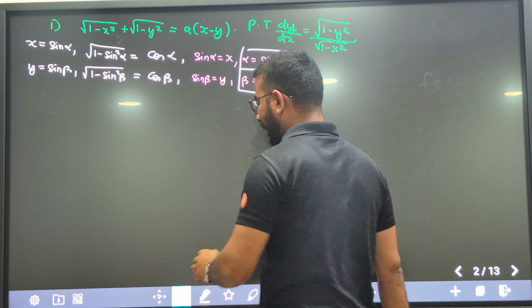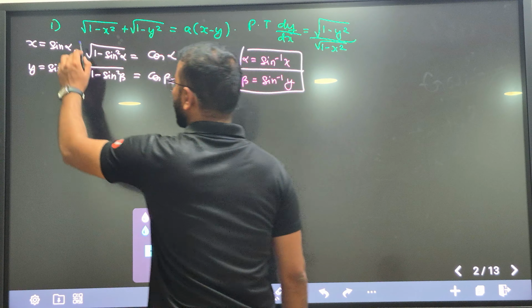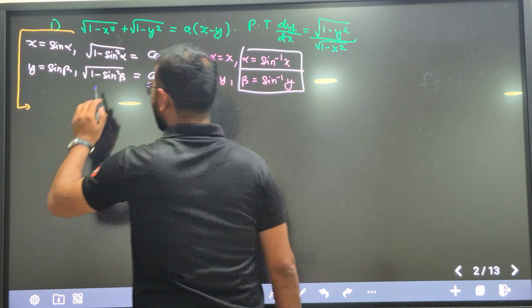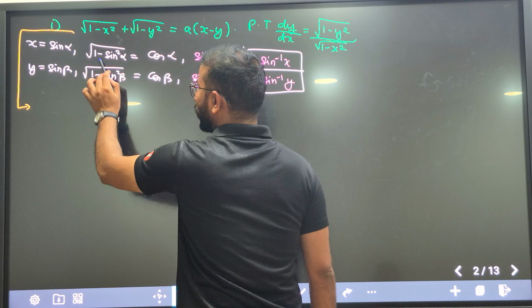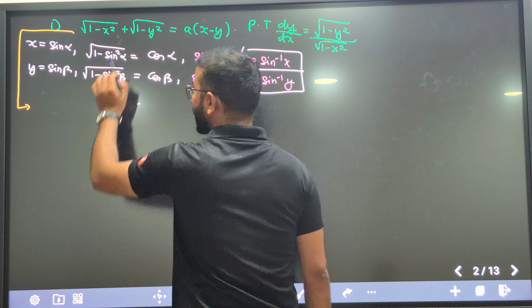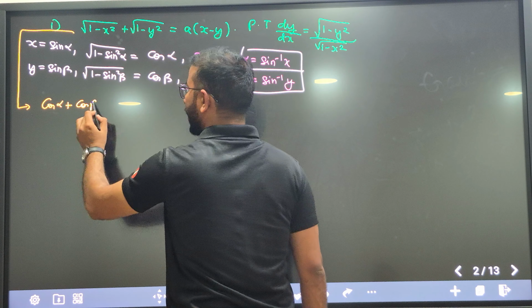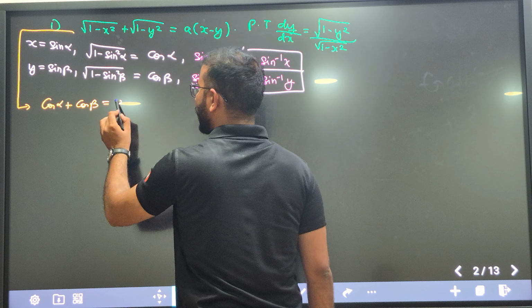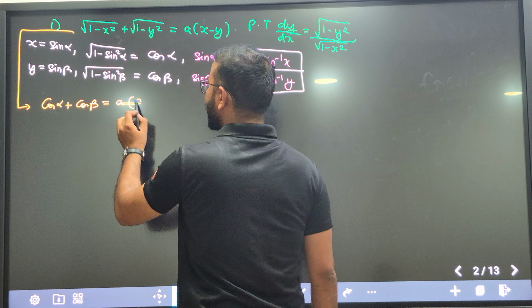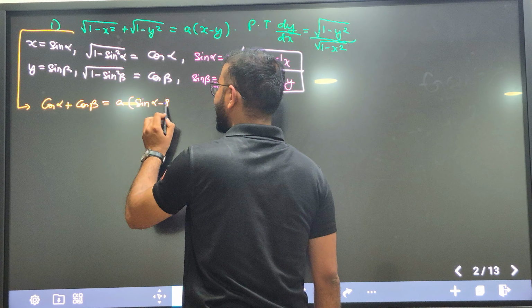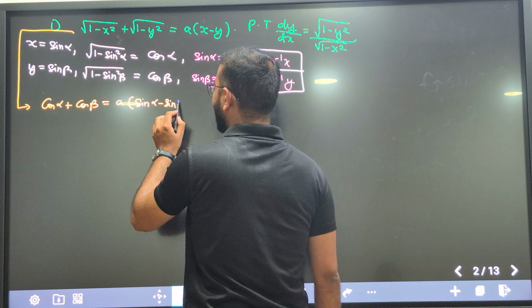Okay, let's get started with the question then. So now, what we'll be using is this value. This root 1 minus x square, this is cos alpha, no? So you have in the question cos alpha plus cos beta is equal to a into, what is x? Sin alpha minus sin beta.